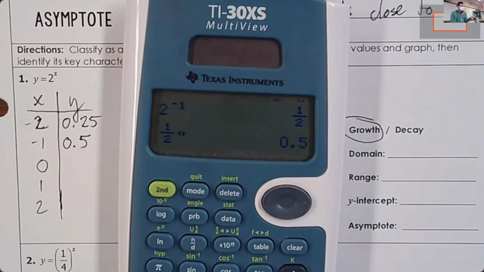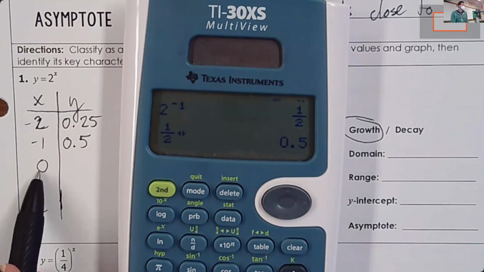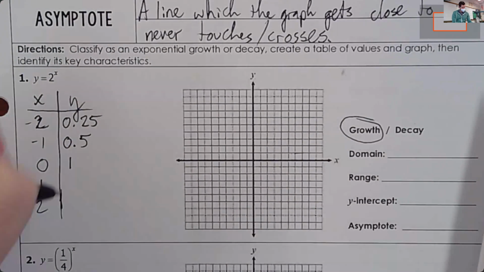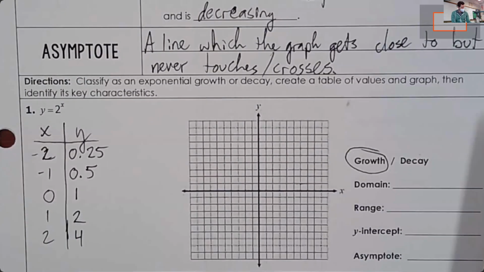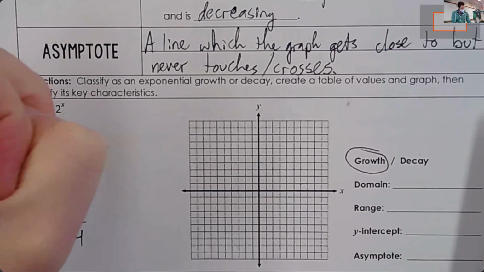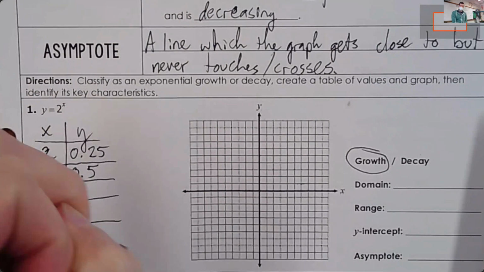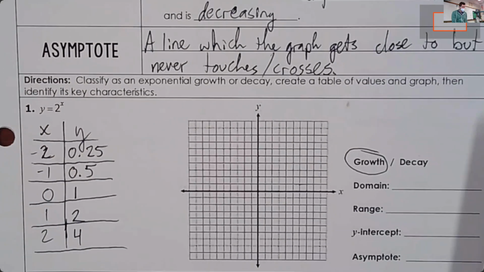And then these last ones, you can use a calculator if you want, but we probably don't need to because anything to the 0 power is what? 1. And then 2 to the first power is just 2. And 2 to the second power is 2 times 2, which is 4. So if you want to use your calculator for those other ones, you're welcome to do that. I'm going to draw a line in between each one just so I don't get confused as to which ones match up. So there's our table of values.